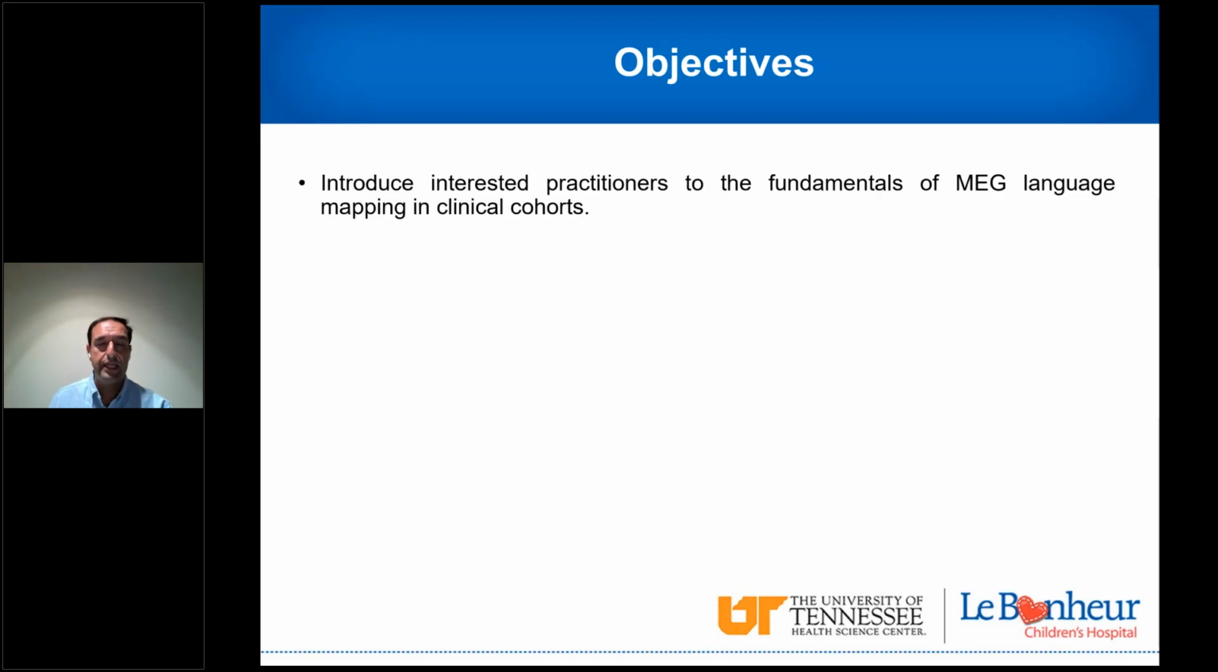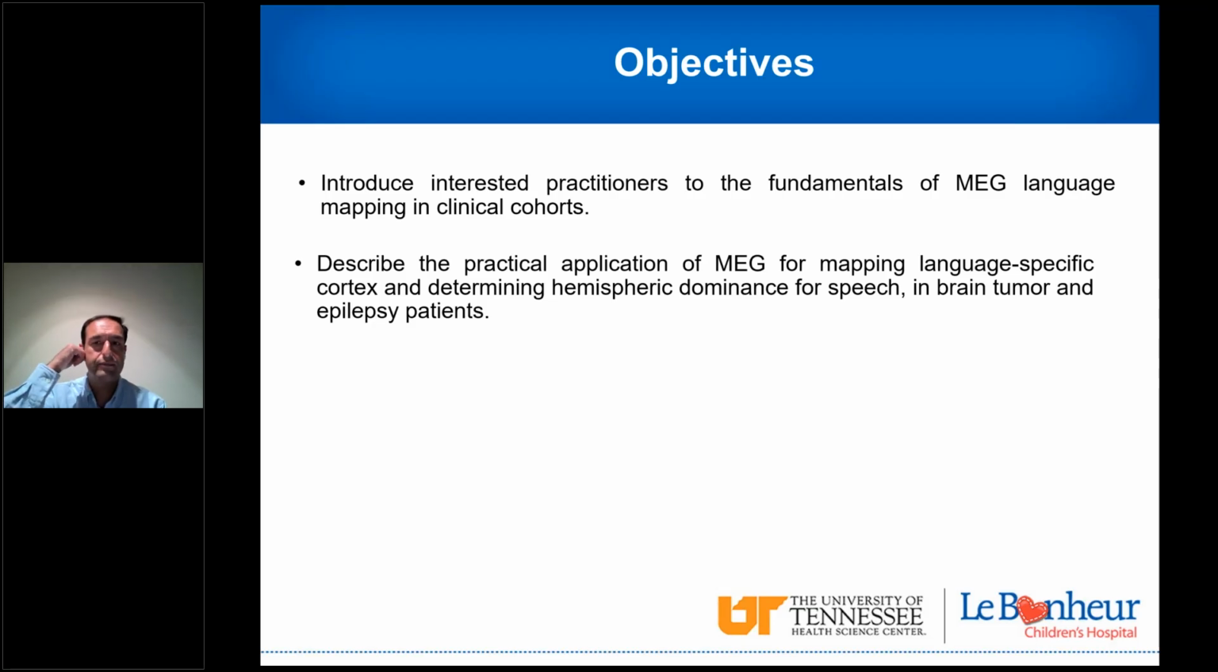So the take-home really is, what are the fundamentals, at least based on our experience of doing language mapping with MEG in clinical populations, mainly patients with brain tumor and epilepsy, and describe practically how MEG is used to determine the location of language-specific cortex and determine laterality for speech in patients with brain tumors and epilepsy, a subset of which undergo surgery for treatment, which might be germane to a lot of the attendees who are on this seminar, based on the volume of surgical cases that they encounter through their MEG program.